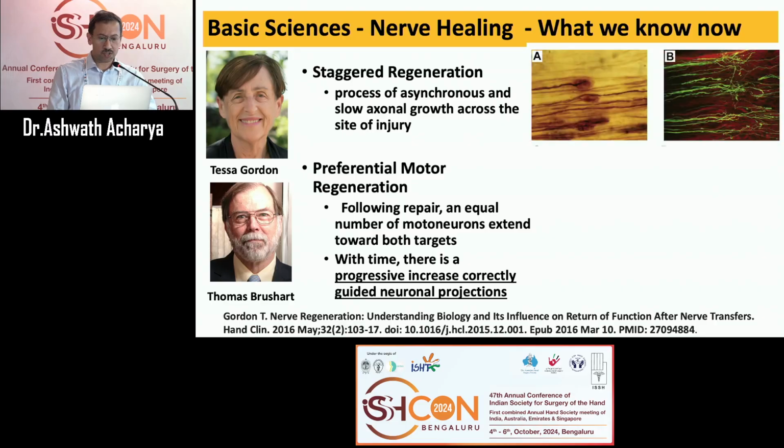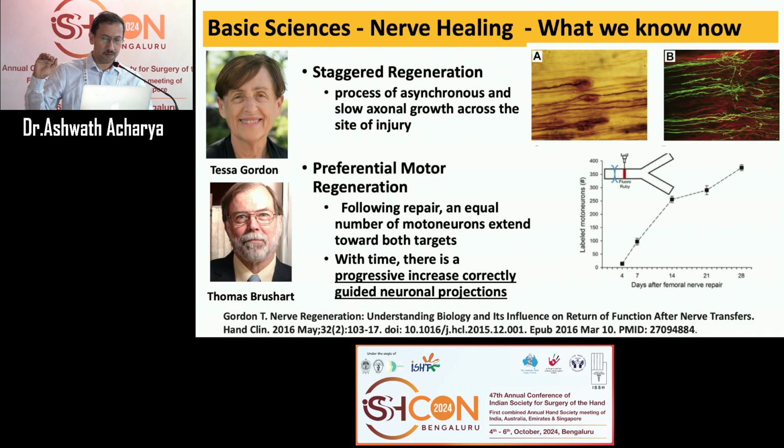So basically it's a process of asynchronous slow axonal growth across the site of injury. So it's a stepwise, very slow process of regeneration where the axons move out and also back and forth, and subsequently a preferential motor regeneration starts after some time, maybe a month later. That has been shown in rat models, where following repair initially both the sensory and motor axons enter the target, but after some time a very selective process of motor axons entering only the motor side distally happens.